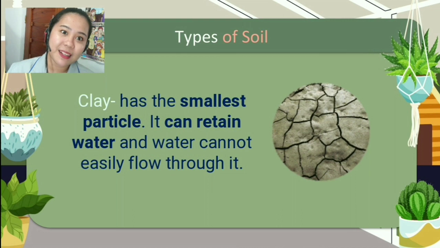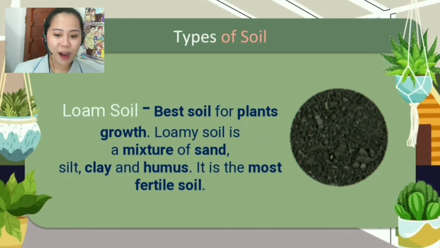Do you know the clay pot? Yes, that is one. Clay soil is one of the materials used in making clay pots for plants. But clay is not suitable for plant growth. The last one is loam soil. Based on the studies, loam soil is the best soil for plants. Remember, loam soil is the best soil for plants. Loamy soil is a mixture of sand, silt, clay, and humus. It is the most fertile soil. It means that it can grow plants.